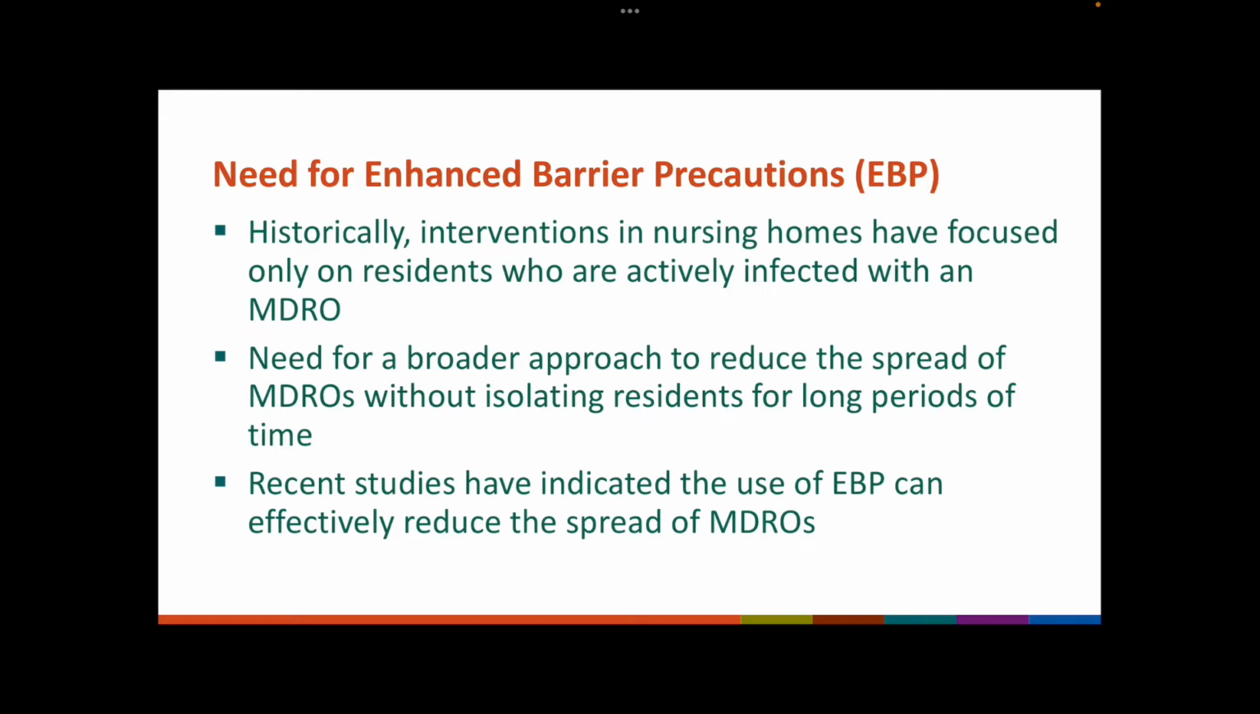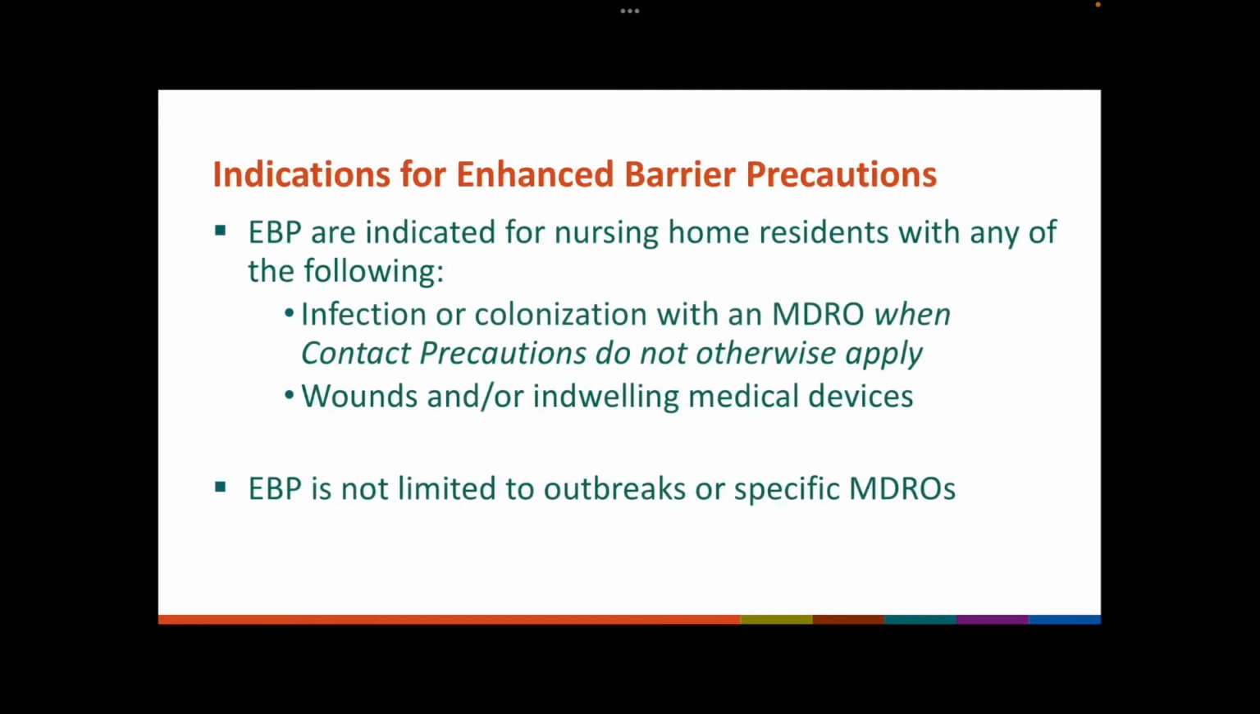Enhanced barrier precautions are a method for reducing the spread of MDROs while also reducing the isolation of residents by using a gown and glove to prevent contamination of healthcare personnel hands and clothing during activities that have demonstrated the highest risk for transfer of MDROs to the hands and clothing of healthcare personnel.